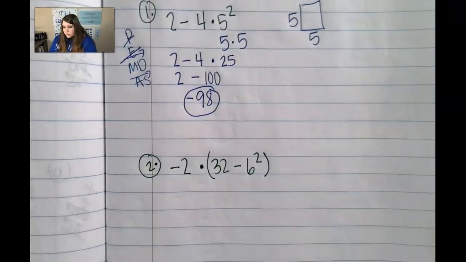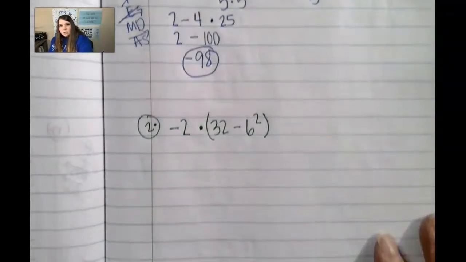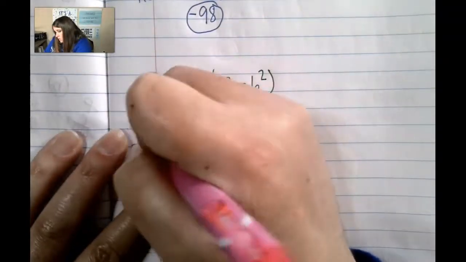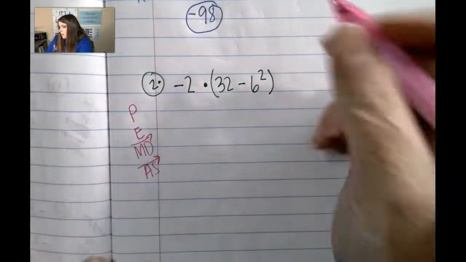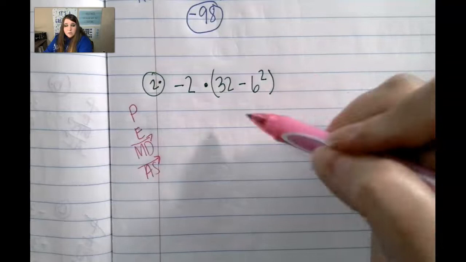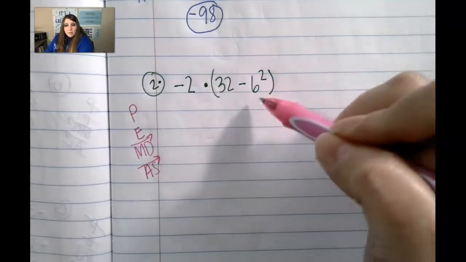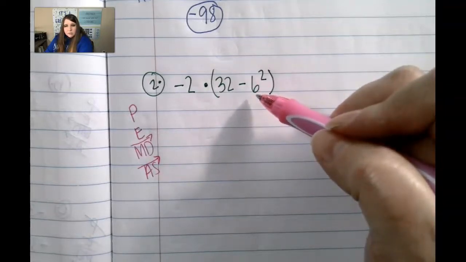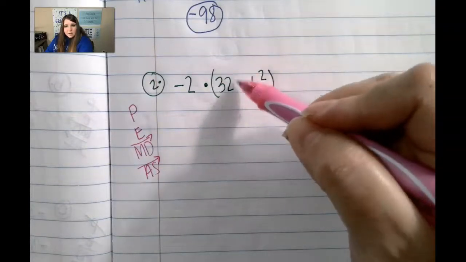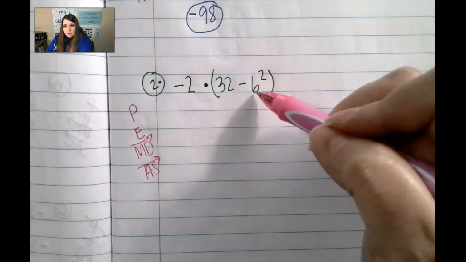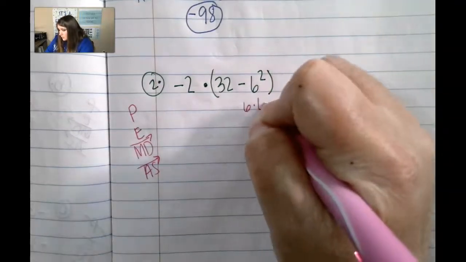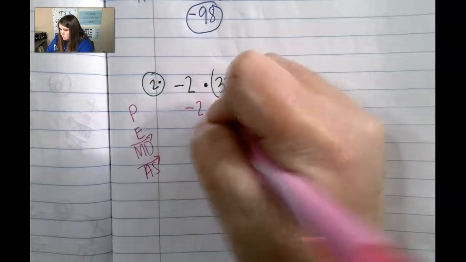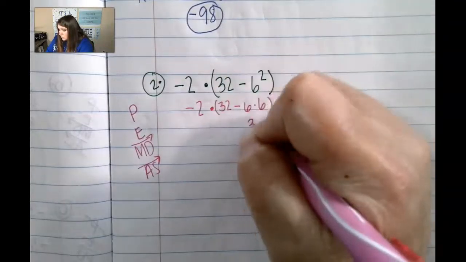Okay, let's look at number two. All right, question number two. We're moving up. Question number two, we have parentheses, exponents, multiplication or division, addition or subtraction. Okay, parentheses first. I need to start within here. I'm like doing a mini order of operations. So I need to start with exponents. This negative sign is not in a separate parenthesis, so I just need to square the 6. So this is 6 times 6. So I have 6 times 6 is 36.